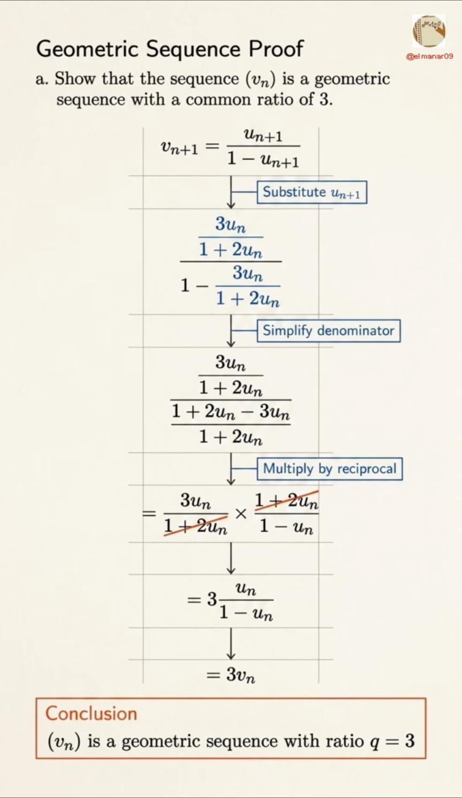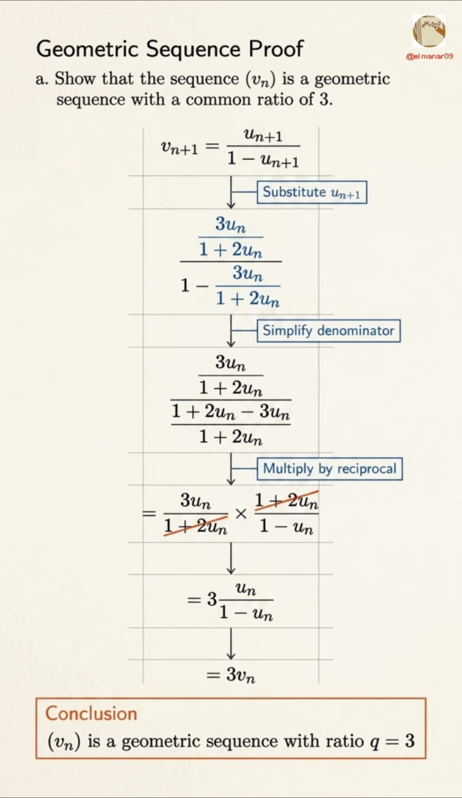Now, multiply by the reciprocal. To divide two fractions, we multiply the top one by the reciprocal, the flip of the bottom one. Look at that. The 1 plus 2u sub n terms cancel out perfectly on the top and bottom. It's so satisfying when math cleans itself up like that.